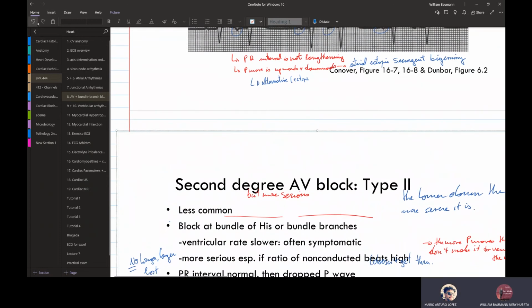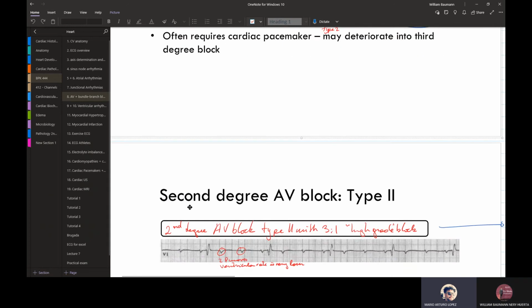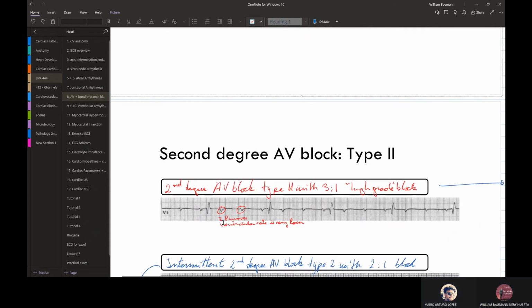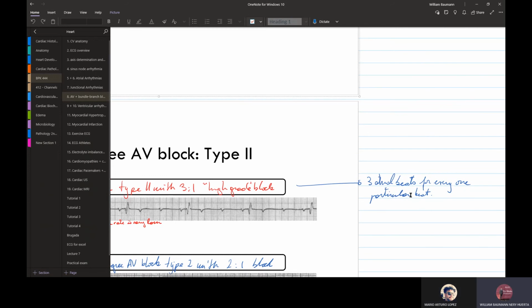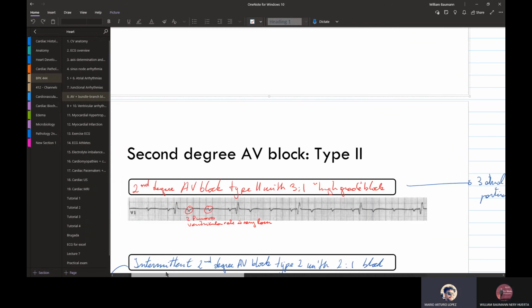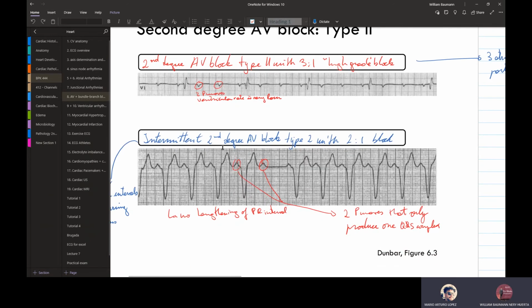So now you're going to get a bunch of P waves with no QRS. You said it. Second degree AV block type 2 with 3-to-1 high grade block. We see two P waves that have not gone through. Ventricular rate is very low. So this is 3-to-1. What does that mean? That means that there are 3 P waves for every 1 QRS. 3 atrial beats for every 1 ventricular beat. And this one, we have intermittent second degree AV block type 2 with 2-to-1.